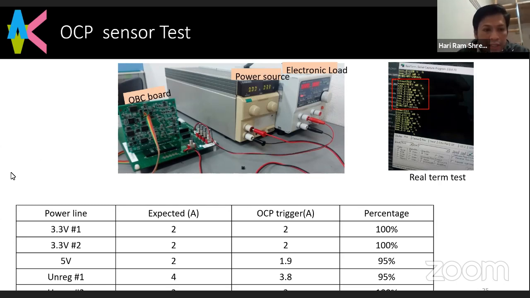In the burner circuit, we can see here only the unregulated one, so the expected ampere is 4. OCP is triggering after 3.8, so it means 95% is a success. Similarly, the other power lines also work successfully.